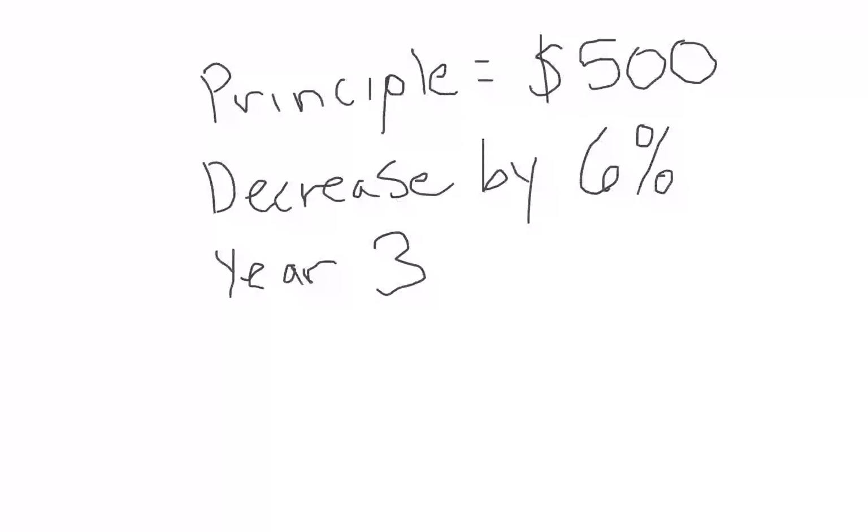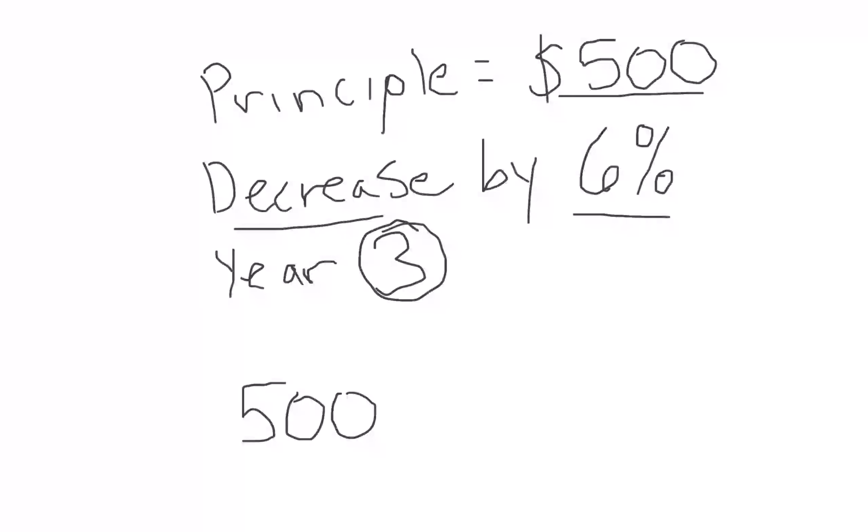Okay, so now we have a second type of problem, where I have a principal again, or my starting amount of $500, but this time instead of increasing in value, it's going to decrease in value by 6%, and it's only going to do it for 3 years this time. So if I'm thinking about it, this time I really want to do 500 times 0.06 minus my original $500, to find out each year how much I'm losing.